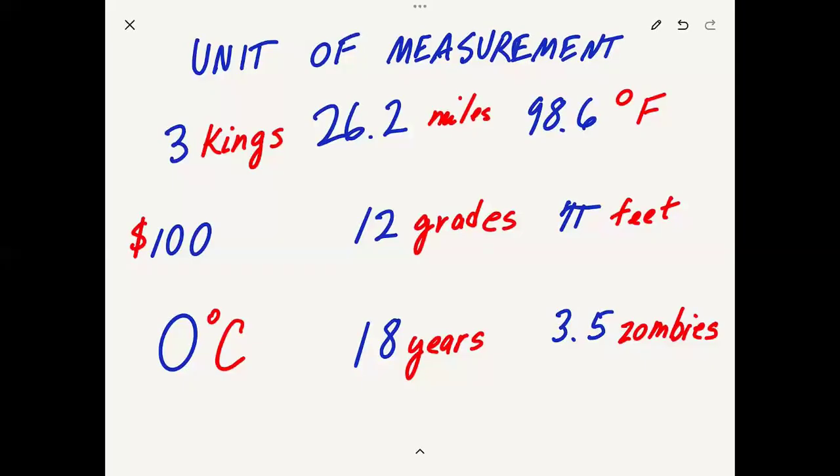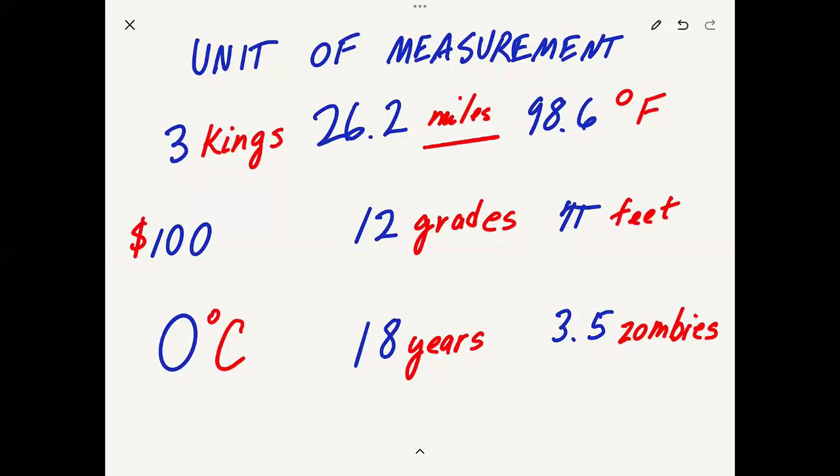Now, instead of just saying 3, if we say 3 kings, now we know we're talking about kings. So the unit of measurement is kings. 26.2 is just a number. But when I say 26.2 miles, that means we're talking about a marathon, and the unit of measurement is miles. 98.6 is just a number. But when I say 98.6 degrees Fahrenheit, you know we're talking about the temperature of the human body. And the unit of measurement is degrees Fahrenheit.